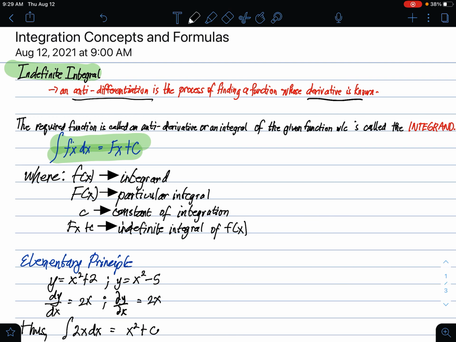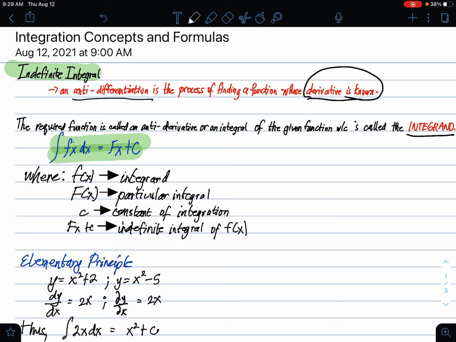Alright, good day everyone. So we are going to learn about integration concepts and formulas. Let us define first what is indefinite integral. Antidifferentiation is the process of finding a function whose derivative is known. So from the word itself, antidifferentiation, it's the opposite of differentiation. Now, the required function is called an antiderivative or an integral of the given function, which is called the integrand.